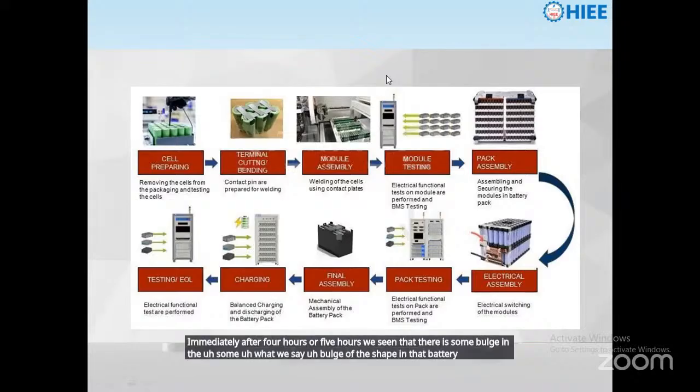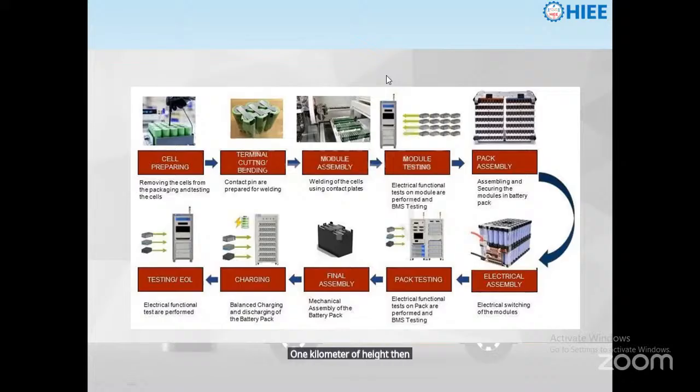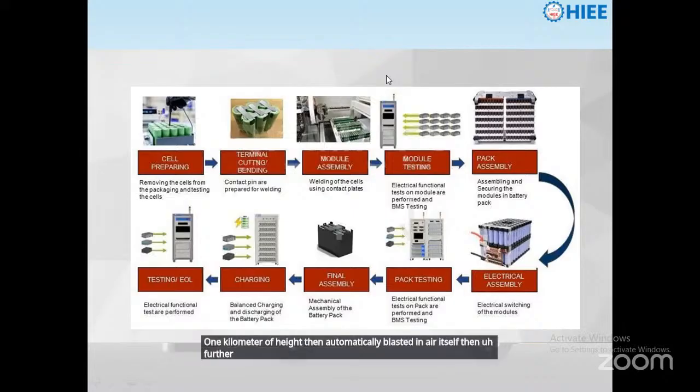Even though we thought that we could use that battery, we immediately connected it to the drone. We flew the drone. Within 1 or 2 minutes, the drone flew up to 1 kilometer of height. Then it blasted in the air itself. Further R&D gave us the report that this happened because of the abuse to the lithium ion battery.